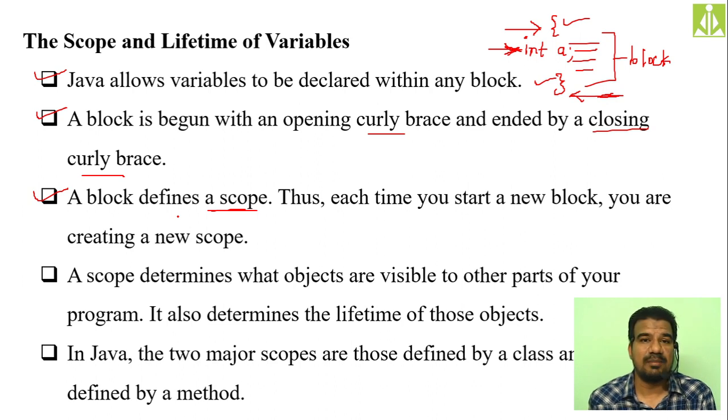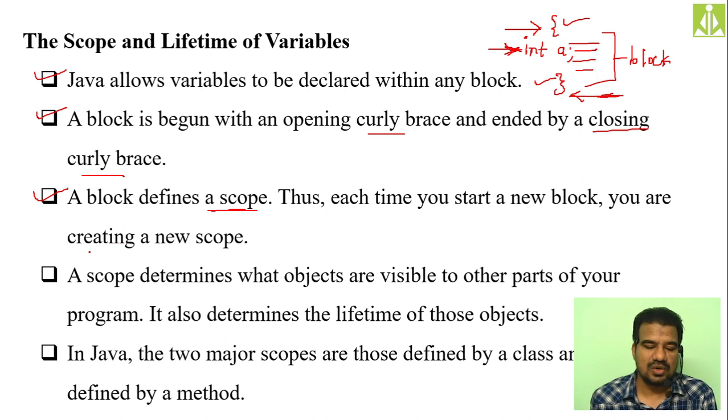Definitely whenever you are creating a block, whenever you are creating a new scope, you need to depend on a control structure, and our control structures are nothing but our decision making statements or iterative statements. Your if else, nested if, switch case, if else ladder, and all your loops: while loop, do while loop, and for loop. So using these control structures, we can create blocks of code in our programming, and those blocks are nothing but the scopes. Whenever you are starting a new block, you are creating a new scope in your programming.